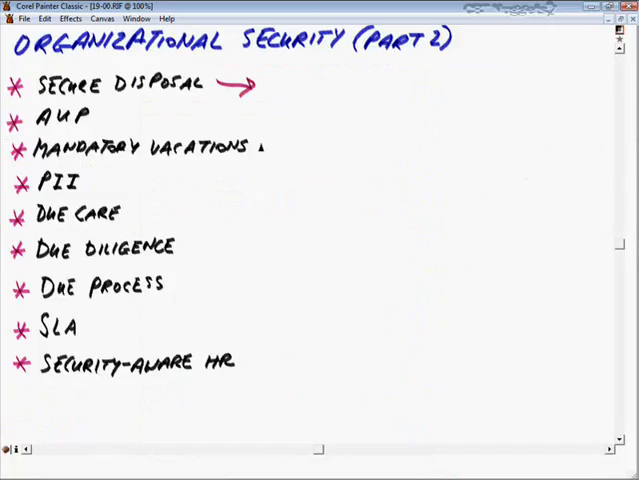I'm looking back over at this list of concepts and topics that we're going to cover in part 2 here, and I kind of left one out: mandatory vacations. Let me talk about that one real quick before we get into the do's and the don'ts. Mandatory vacations actually falls into the category of rotation of duties.